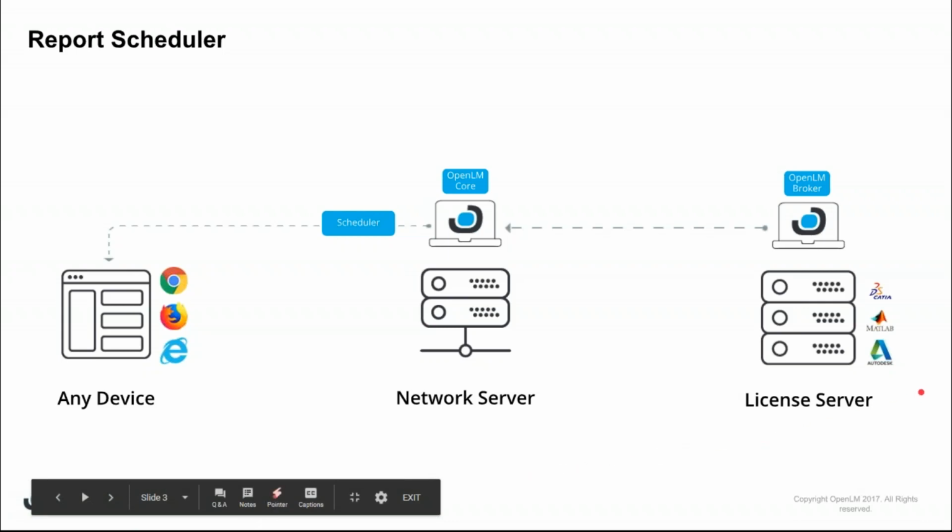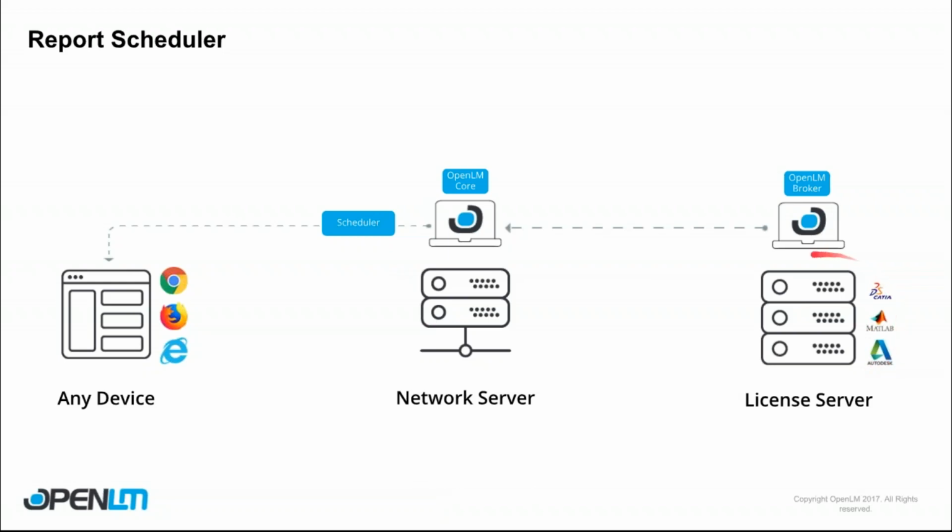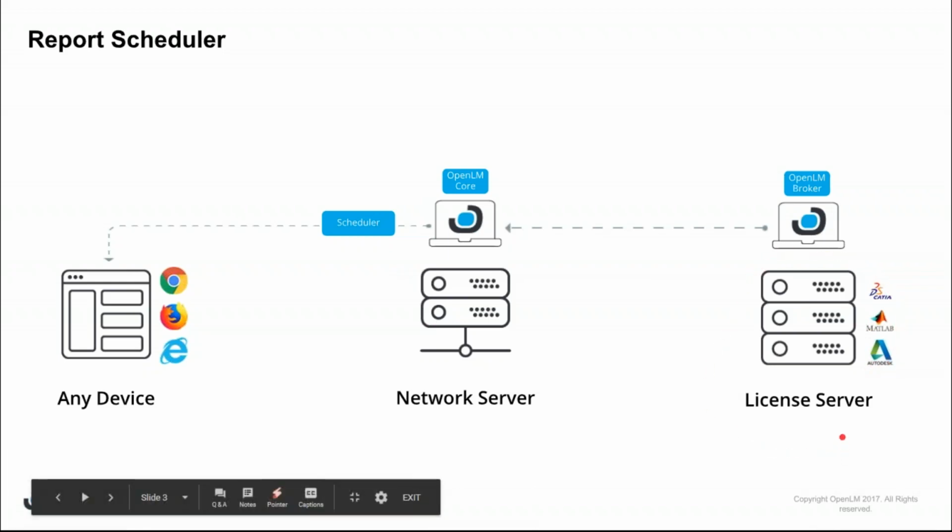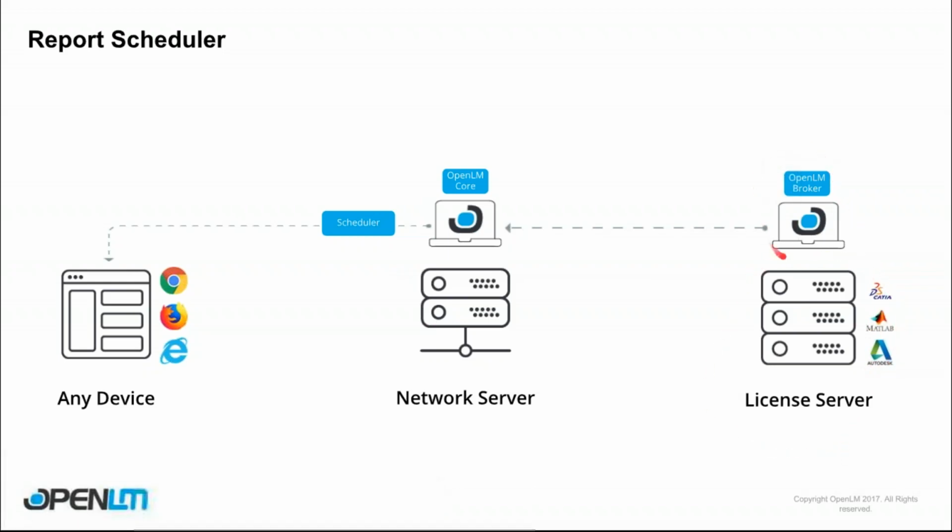So you probably have your vendors. Those vendors are installed on license server. This license server also houses the OpenLM broker, which transmits information to the OpenLM core. And if you want to schedule different reports, then it will just go through the scheduler into any device.